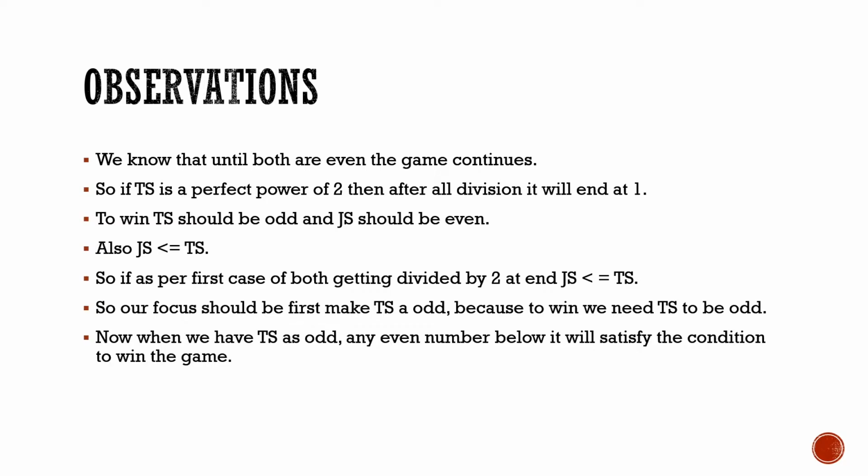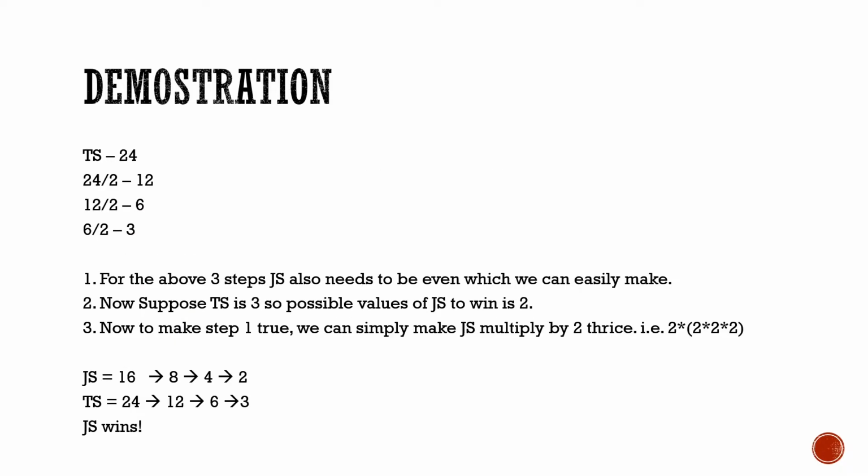For example, TS is 24. 24 halves to 12, 12 halves to 6, 6 halves to 3. For the above 3 steps JS also needs to be even, which we can easily make. Now TS is 3, so the possible value of JS to win is 2. Now to make the steps true, we can simply multiply JS by 2 thrice. JS will be 16 to 8 to 4 to 2. TS will be 24 to 12 to 6 to 3. And JS wins.